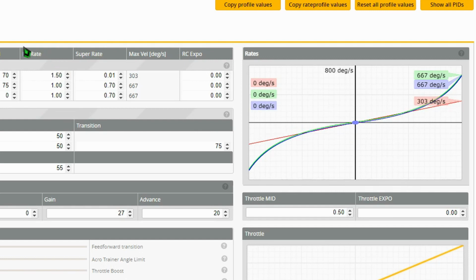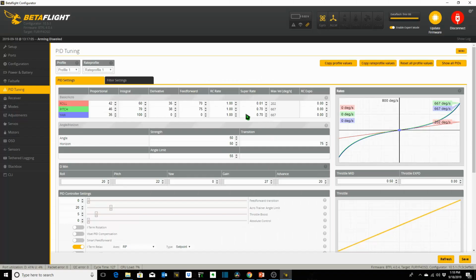Once again, it increased. Let's go all the way up to 2. And there you can see it increased again. So taking it back down to 1. So you can see here that by changing the RC rate, it changes the slope of the linear relationship between your stick inputs and your quadcopter.